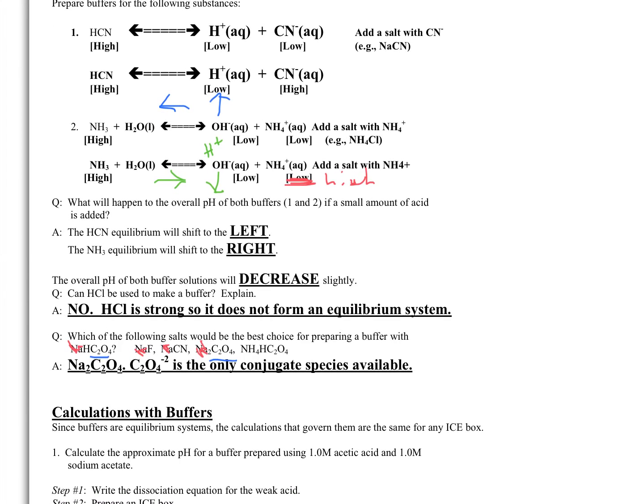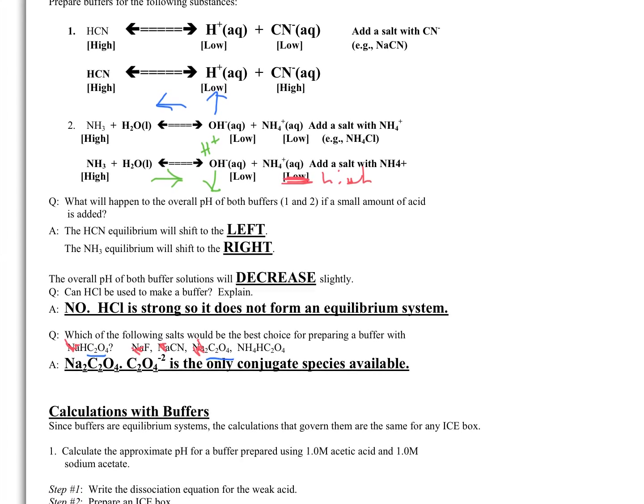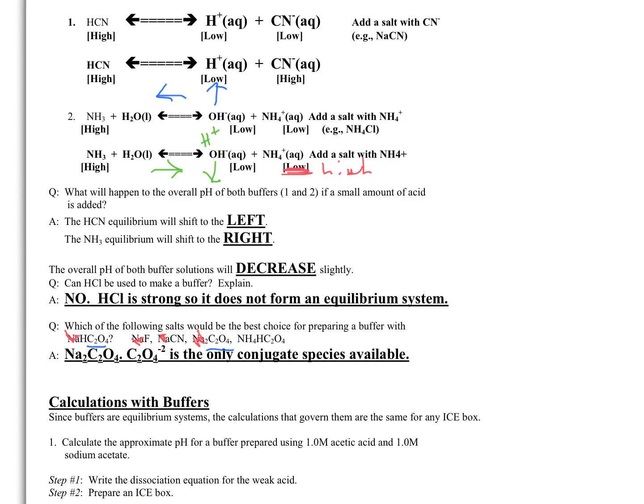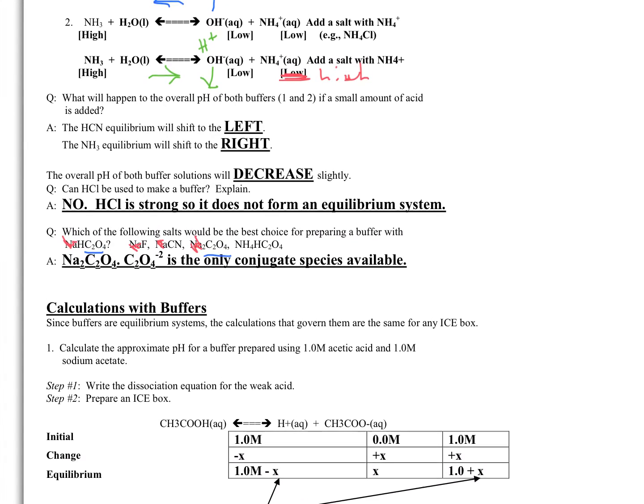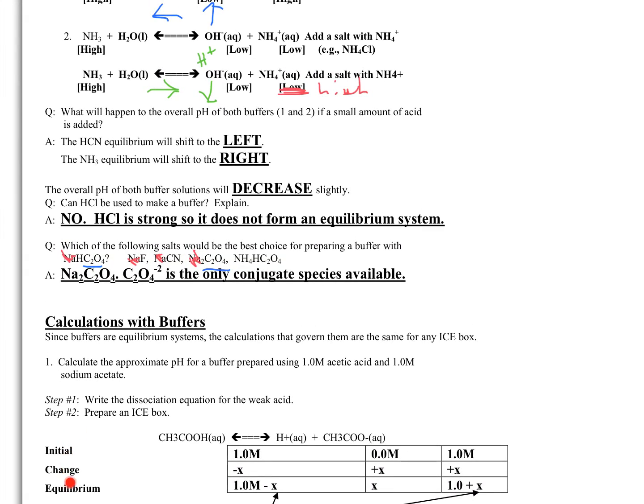Well, first, we'll write the dissociation equation for the weak acid. Second, we'll prepare our ICE box. So we write our equation, we set up our ICE table, we have an initial concentration of 1 molar for our CH3COOH. We have an initial concentration of 0 for our hydrogen ion concentration.